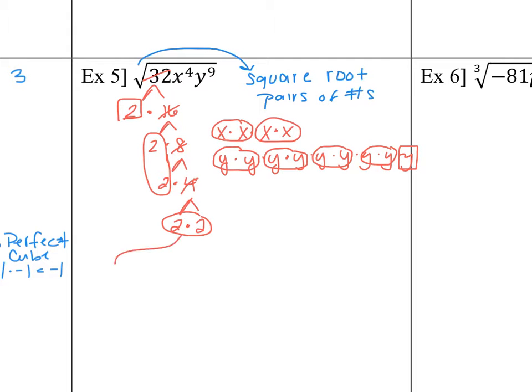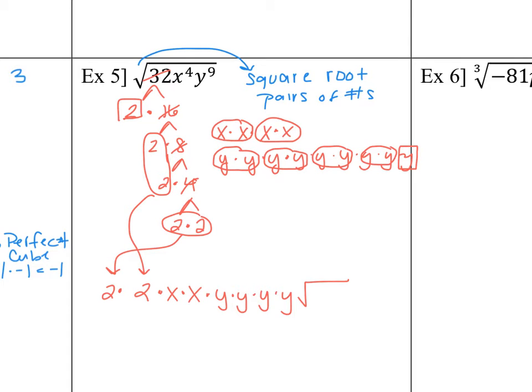Now, all the pairs are going to go out. So one pair of 2's from this guy comes to the outside. Another 2 on the outside. Then I have 2 pairs of x's here, so there's 2 x's that are going to come outside, x times x. I have 1, 2, 3, 4 pairs of y's, so you're going to have 4 y's on the outside. That's all my pairs. Then square root.